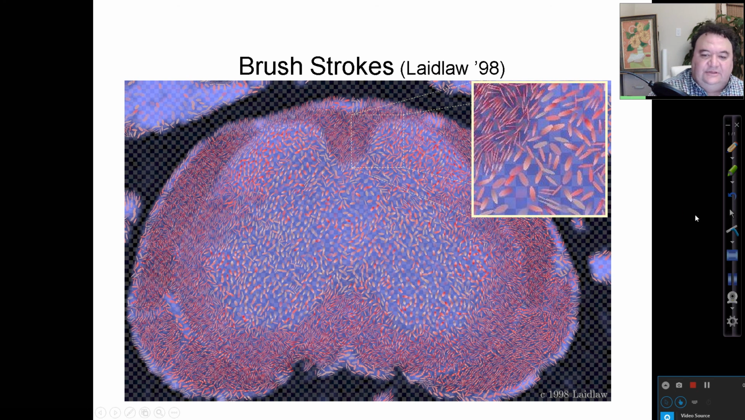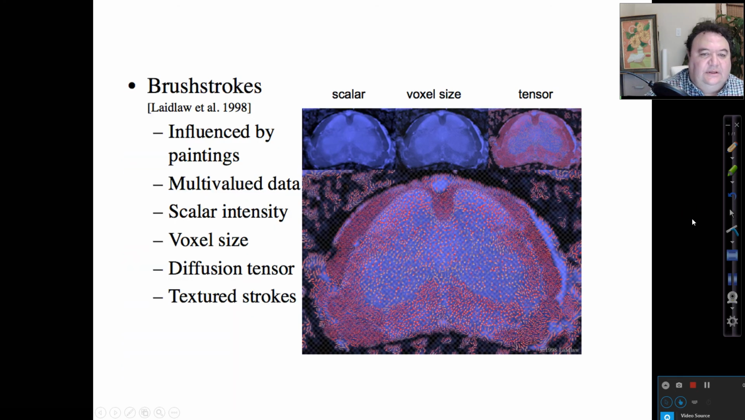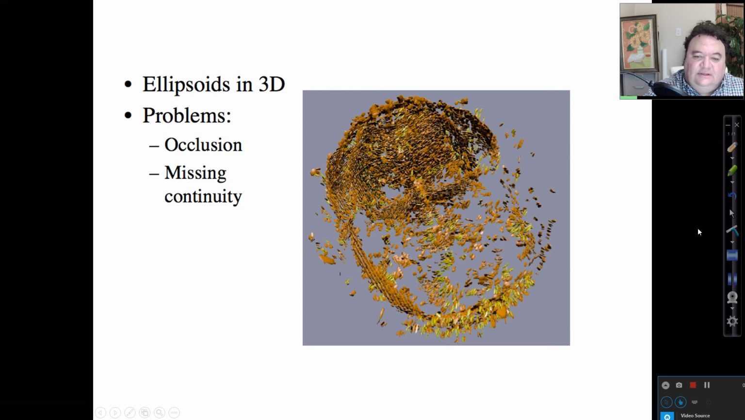So another image of this particular technique, where one can show different visualizations and then overlap one with the other with a different coloring, the size of the voxels, and the direction of the tensors, and the visualization results in a combined representation of those aspects.